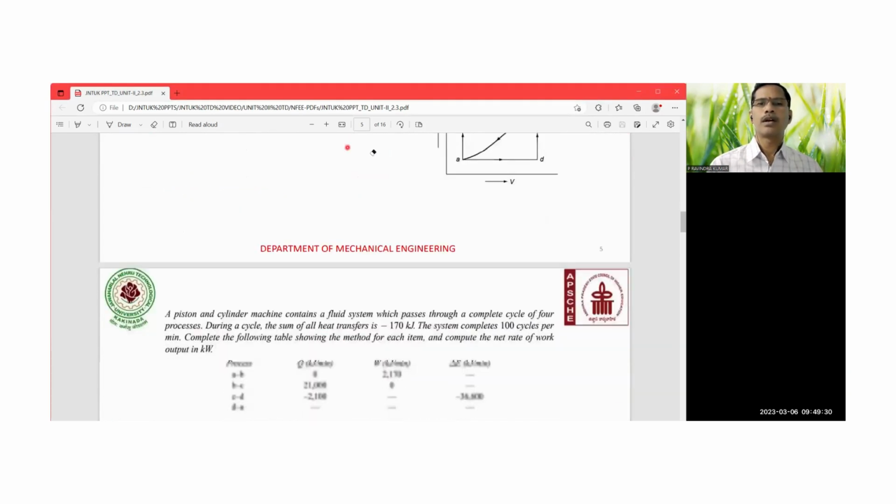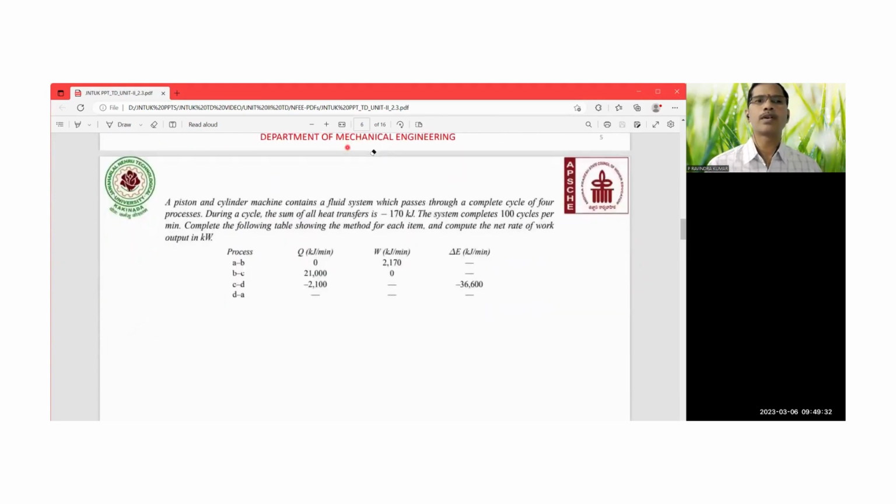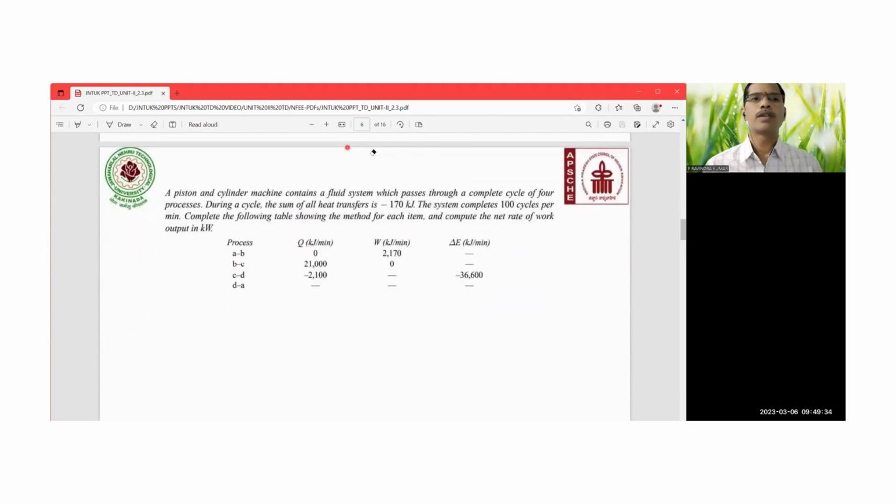So that everyone has to understand this particular. So the third problem is that a piston and cylinder device, right? A piston and cylinder machine contains a fluid system which passes through the complete cycle of 4 processes.